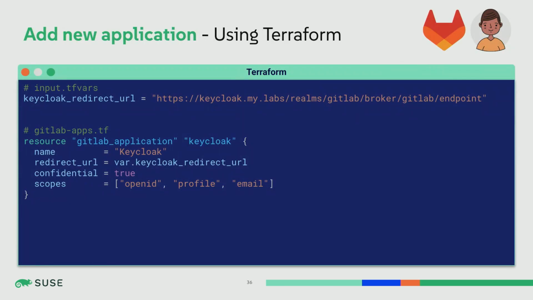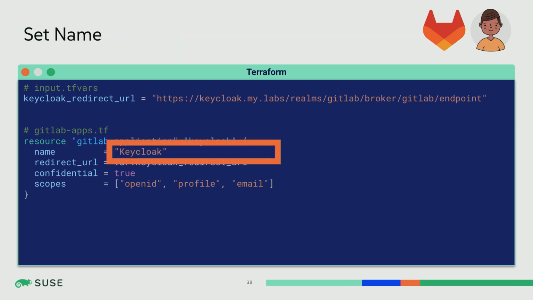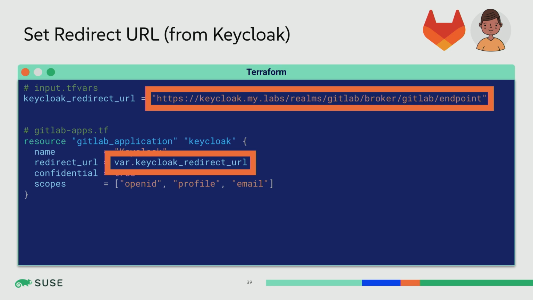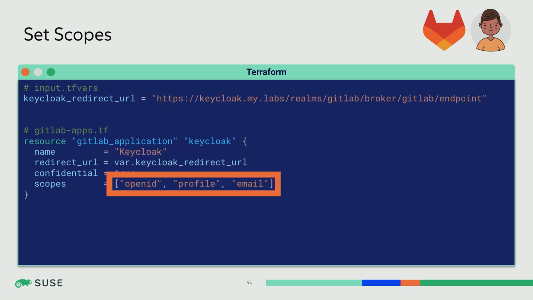To do so, with Terraform, we add a new application. Here you have the Terraform configuration. Add a GitLab application resource, use the name Keycloak, and use the redirect URL that will be set afterwards, which points to the GitLab realm endpoint. We will create the realm afterwards on Keycloak. Then we set confidential to true and the default scopes: email, profile, and openid.